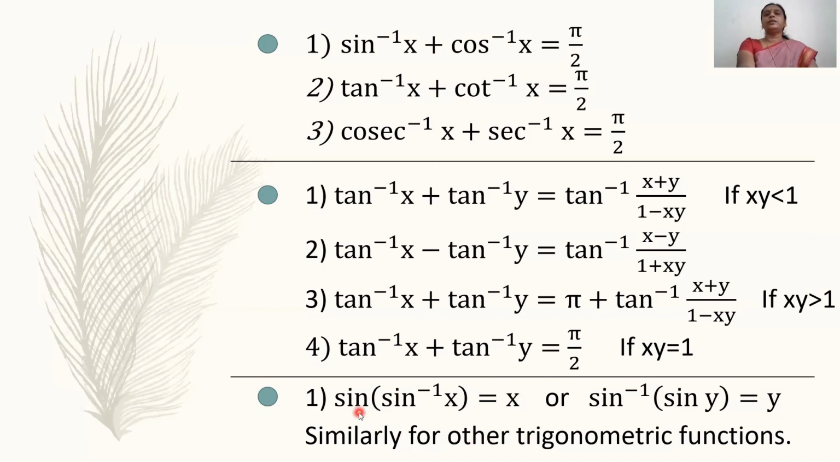Means here, if there is cos cos, tan tan like that, means similar functions come together, then the value of the function is only x. Okay. In this way, we have seen all the properties of inverse trigonometric functions.